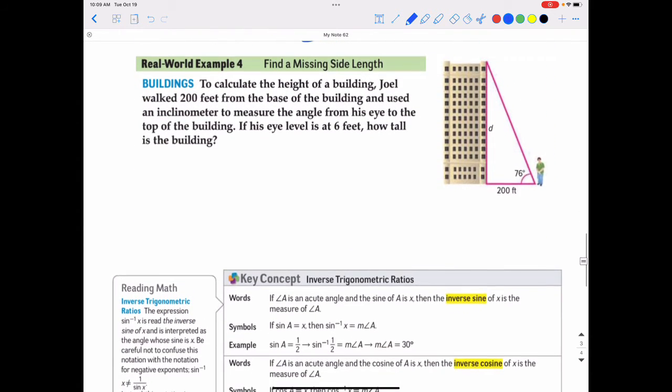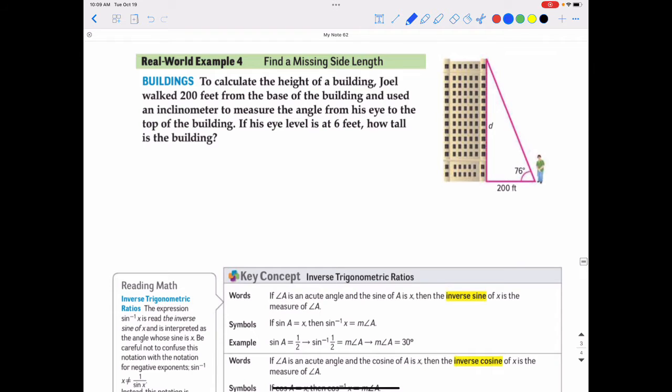Trig is often used to do real-world examples when you're trying to measure the heights of things that you can't measure directly, particularly like tall buildings or trees or mountains or cliffs or anything that you just simply can't drop a tape measure from the top to the bottom to measure.